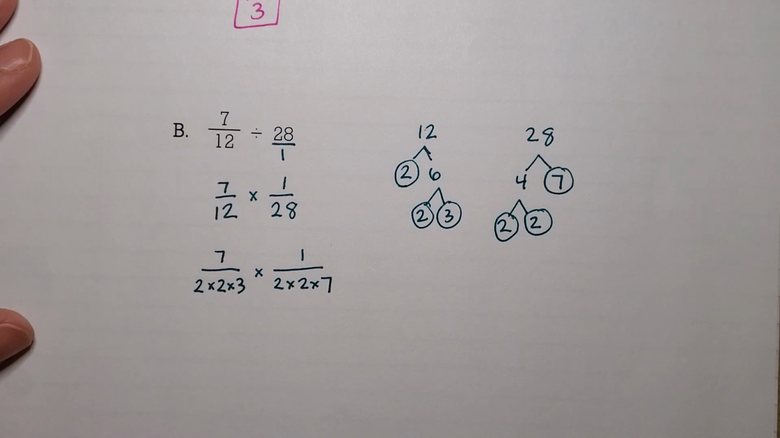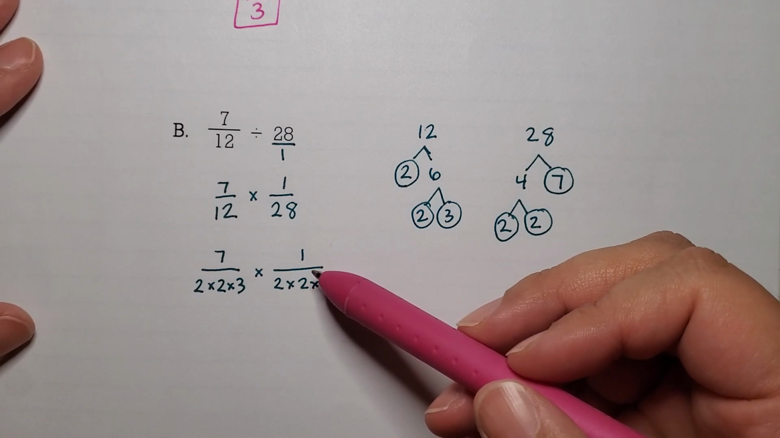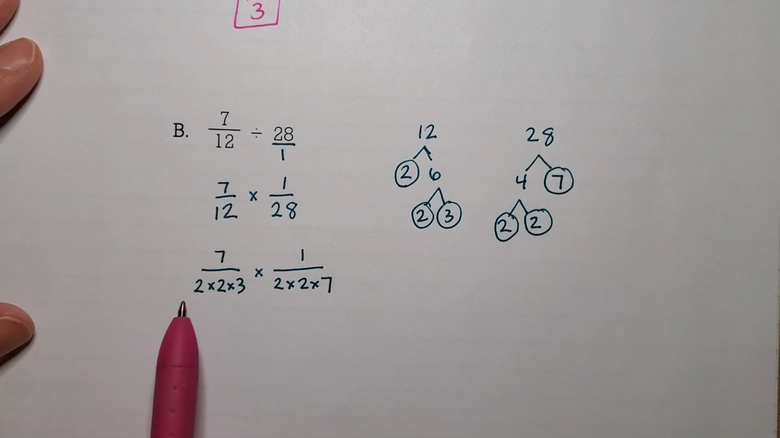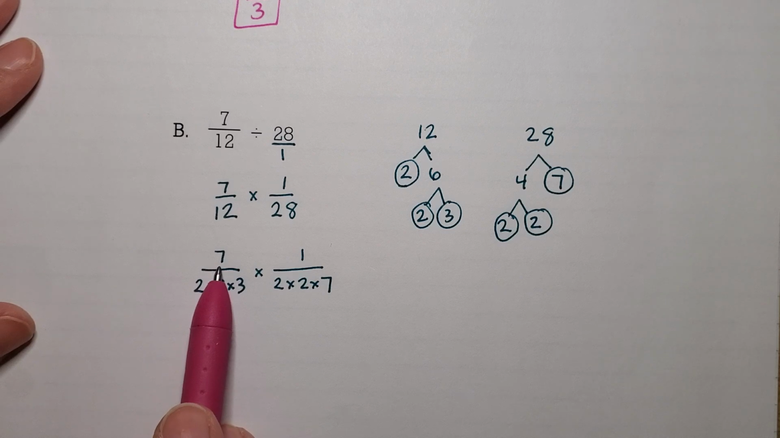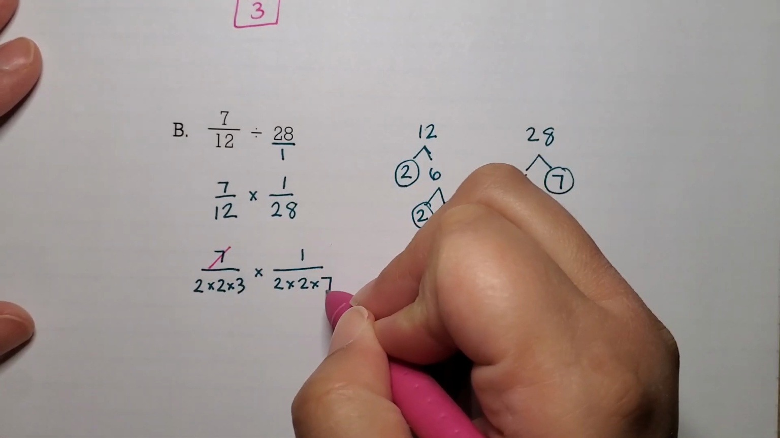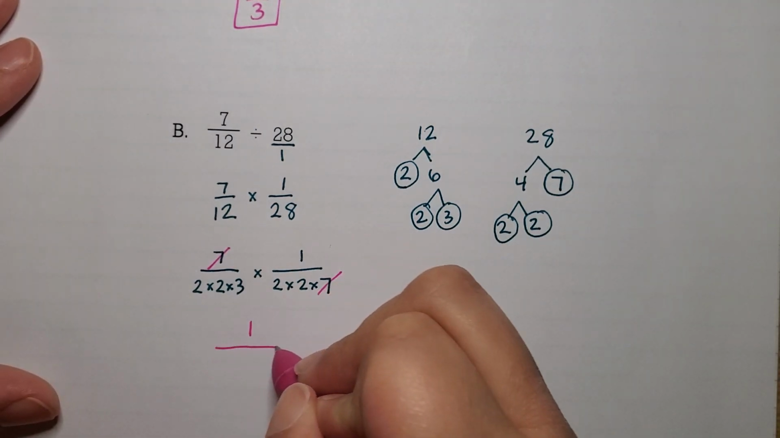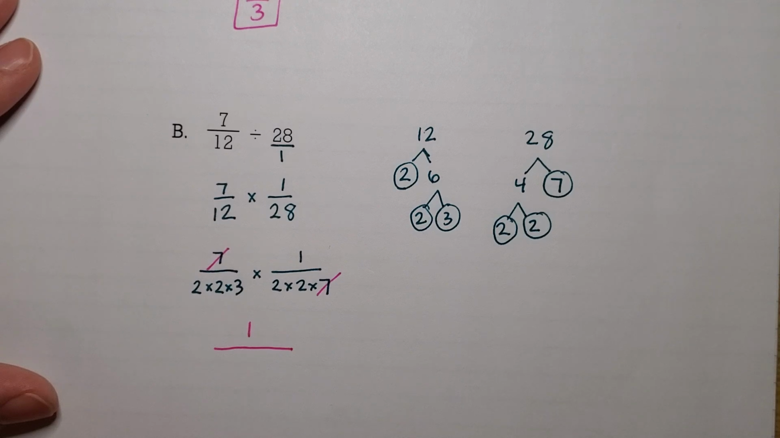Okay. Canceling time. So the 1 up top is really a placeholder. And the only other factor that we have up here is a 7. And fortunately, there's a 7 in the denominator as well. So those 7s are going to cancel out. That leaves us a 1 in the numerator and a bunch of nonsense in the bottom.